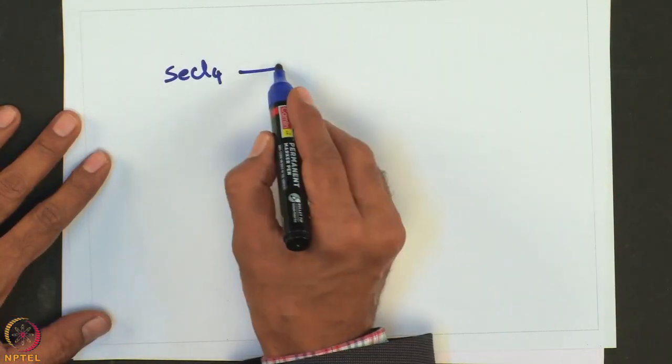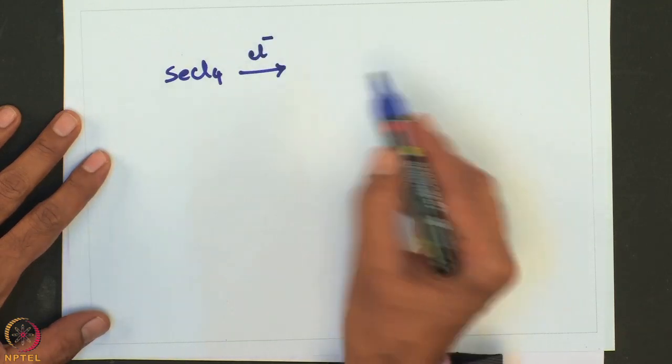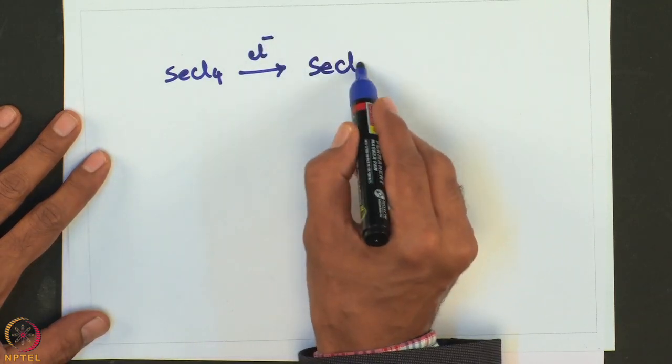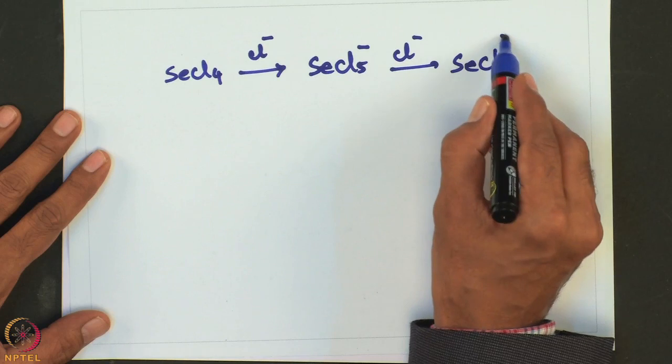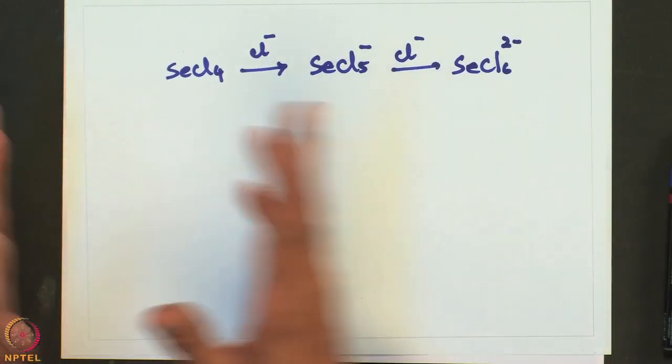Selenium and tellurium halides have a greater tendency to form complex anions by addition of halide anions. For example, if you consider SeCl4, one can add 1 or 2 chlorides to form SeCl5 minus, or SeCl6 2 minus ions respectively. So, they form these kinds of halide anions. Selenium tetrafluoride is a very good fluorinating agent and it is a liquid at 298 Kelvin.